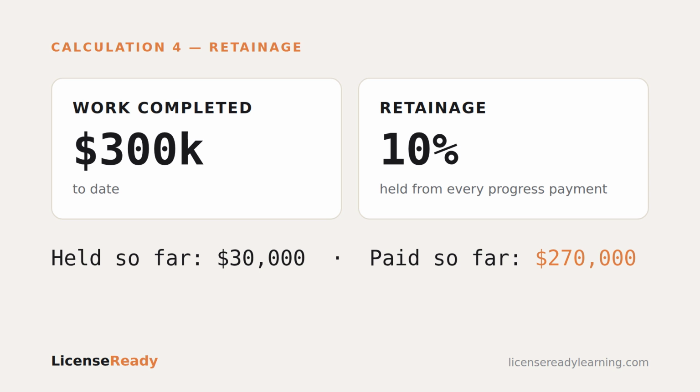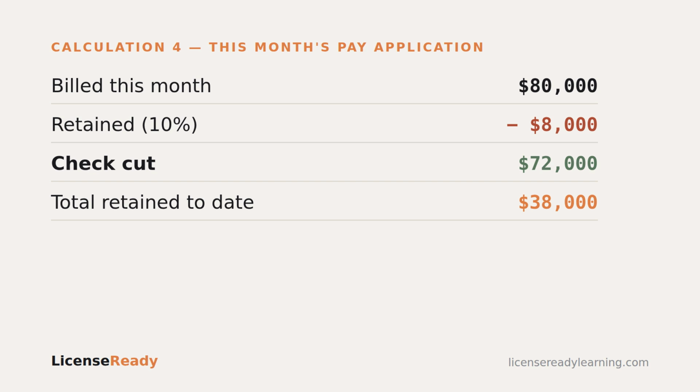Number 4, retainage. Construction contracts hold back a slice of every progress payment until the work is accepted, and the exam wants you fluent in the arithmetic. You've completed $300,000 of work on a contract with 10% retainage. The owner holds back $30,000. You've been paid $270,000. Now, the pay application for this month is $80,000. They hold 8. They cut a check for $72,000.